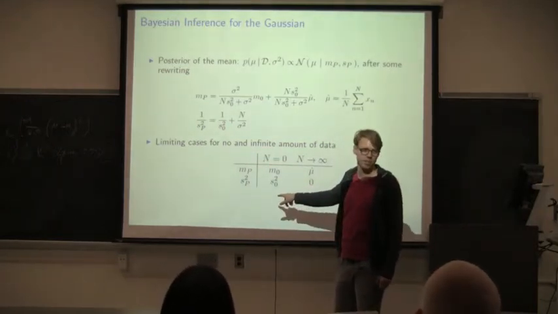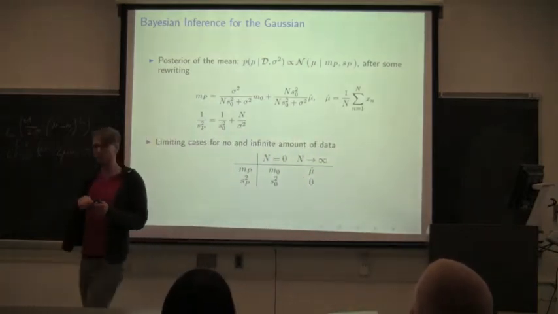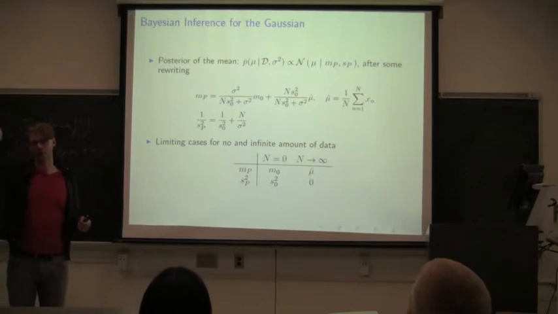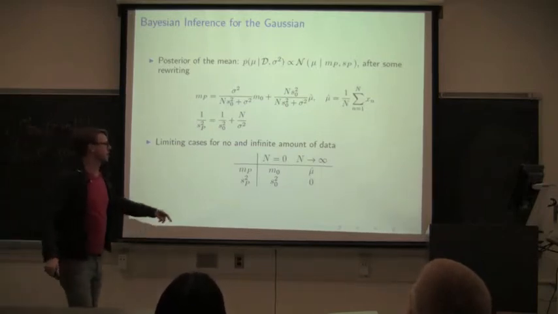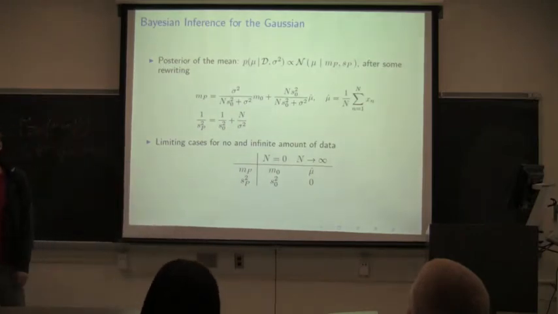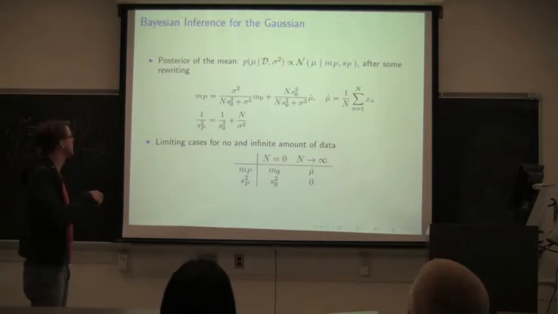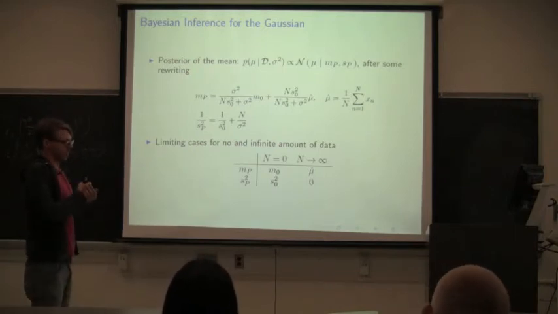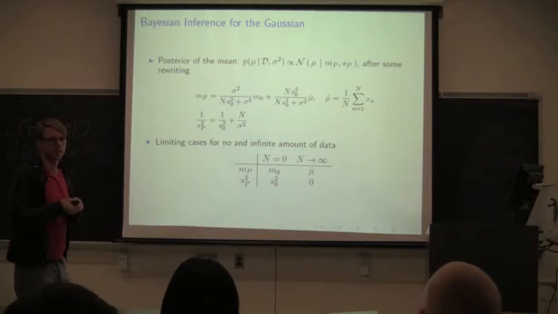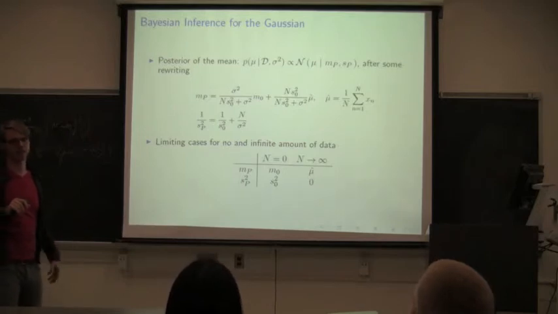What does it mean if the variance goes to 0? Well, it basically means we have a distribution that has all its mass on a single point, and that point is the mean. So that means that we're absolutely certain about the identity of the parameter here. So if you observe enough data, then the prior doesn't matter. Only for small data sets does the prior matter.